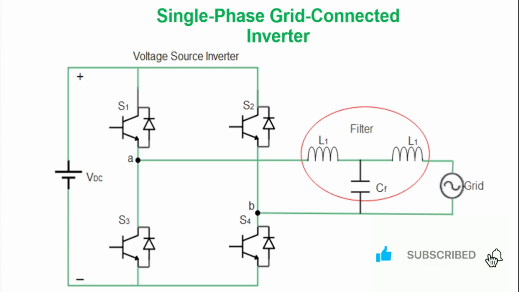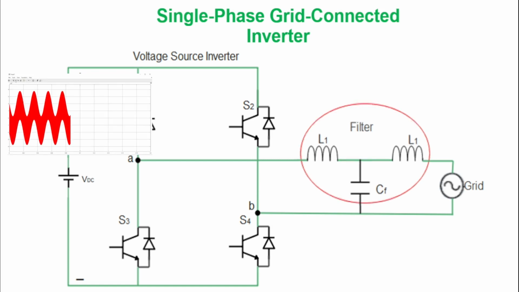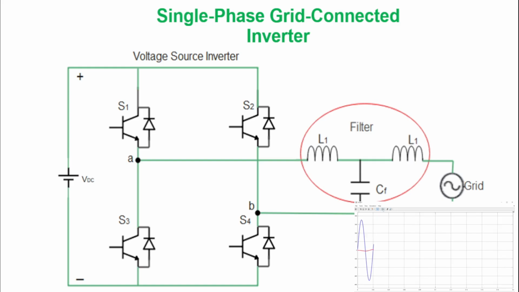So in today's design, we are designing a single-phase grid-connected inverter. A single-phase grid-connected inverter converts the DC input signal into the AC output signal. And to eliminate harmonics, an LCL filter has been designed.